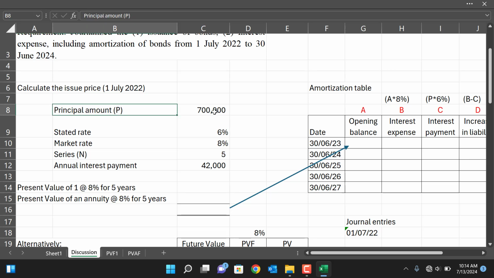So we already had the principal amount, we have the stated rate, and then the market rate. The term will be 5 years. You will need to pay it annually, and the annual interest payment will be this. You calculate that one by getting the product of the 700,000 multiplied by 6%.